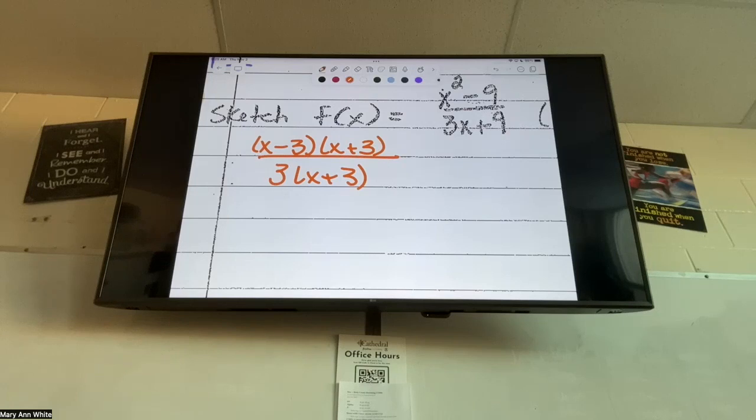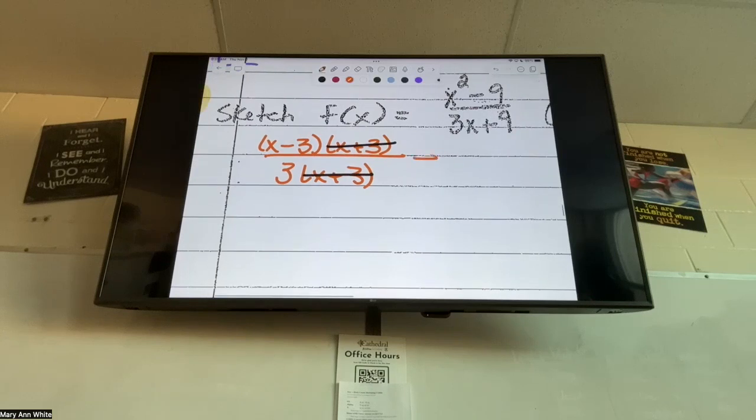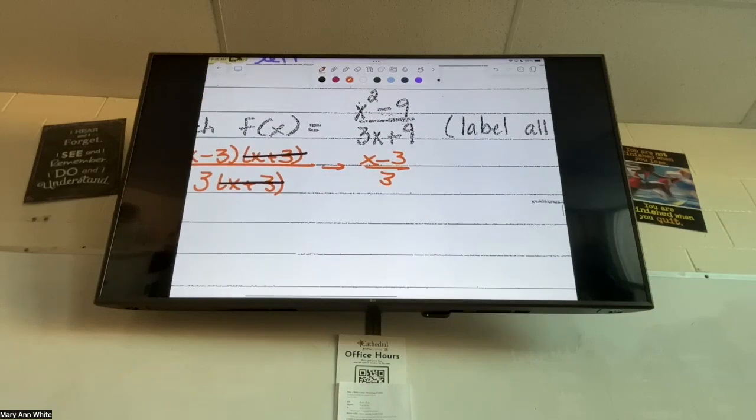Okay, we have not dealt with this yet, but I now have terms to cancel out. If you have the exact same thing on the numerator and the denominator, it's going to cancel out, it's going to go away, so that x plus 3 is going to cancel. So I am just left with this x minus 3 divided by 3. Now that looks really ugly, but we can make that into separate fractions, right?